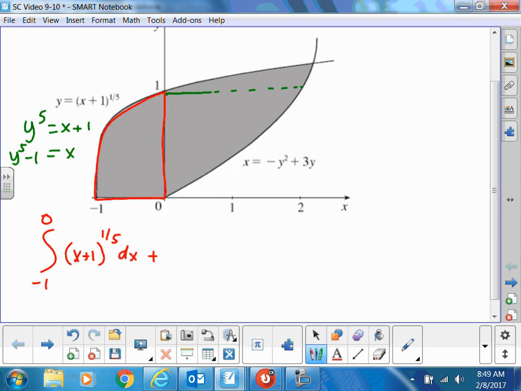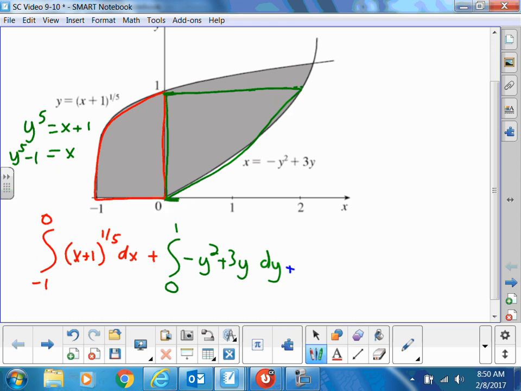So we will first do this section here. And to represent that area, again, we're going to do it in terms of y. So we're going from a y value of 0 to a y value of 1. Our right-hand function is minus y squared plus 3y. And then we'll have dy. And we've just got that one part because the left-hand barrier is just the y-axis. And that's our natural barrier when we're doing it in terms of y's.